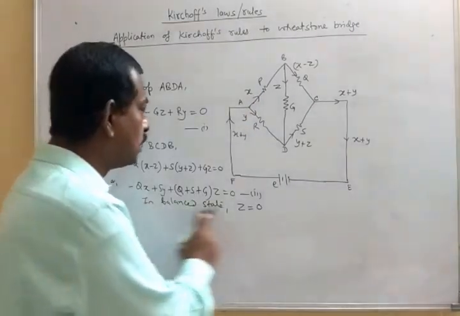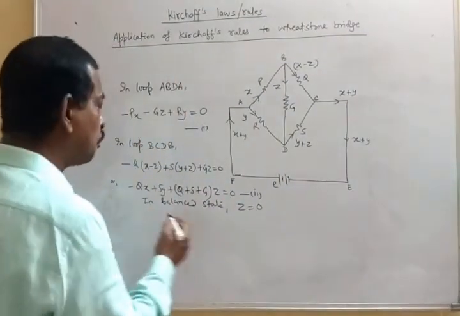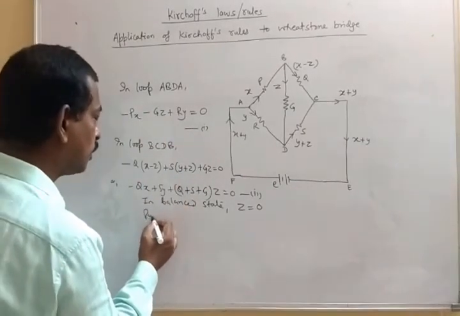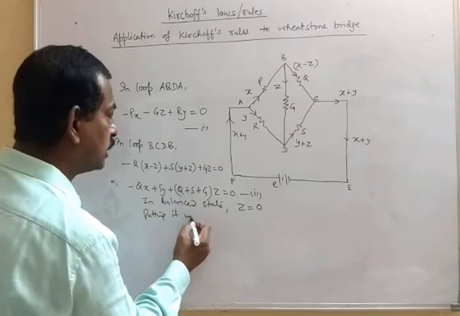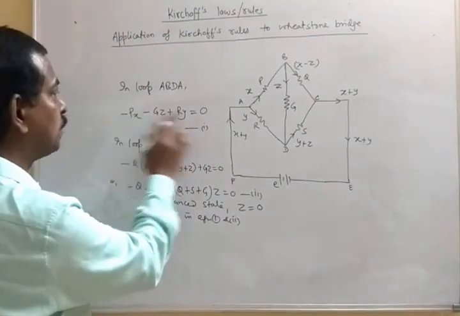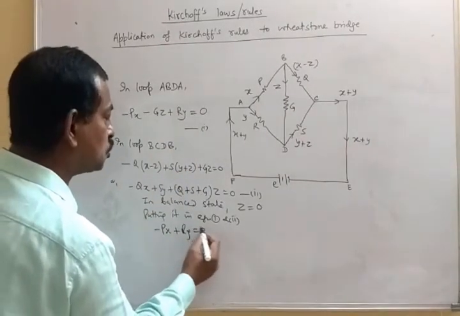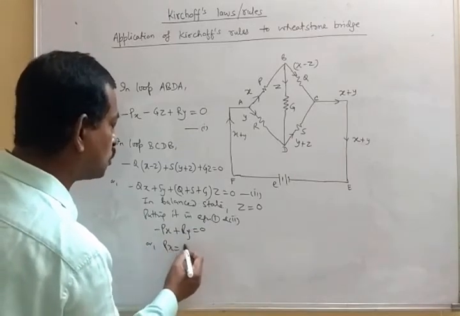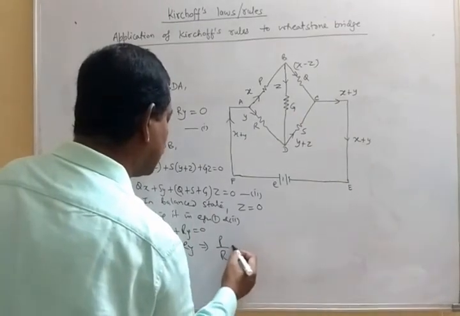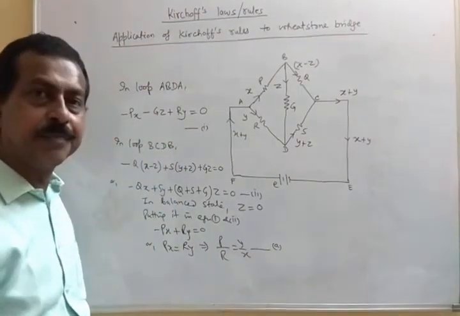In the balanced state, z will be 0. Current through the galvanometer arm is 0. So if I put this z equals 0 in the first and second equations, putting it in equations 1 and 2: in the first equation, it is minus Px plus Ry equals to 0, or Px equals Ry, and that gives P by R equals Y by X. Let's call this equation A.